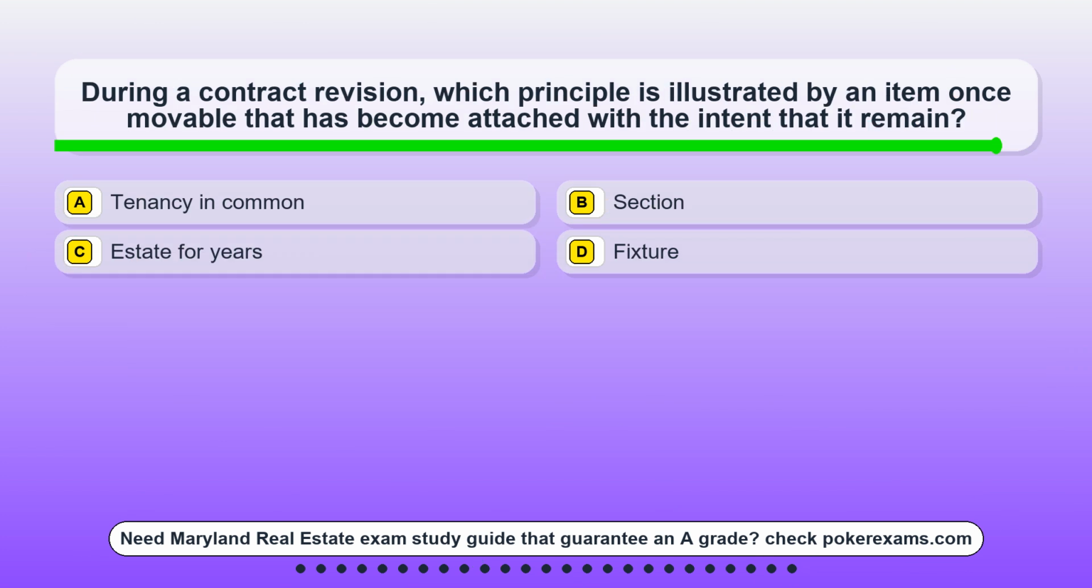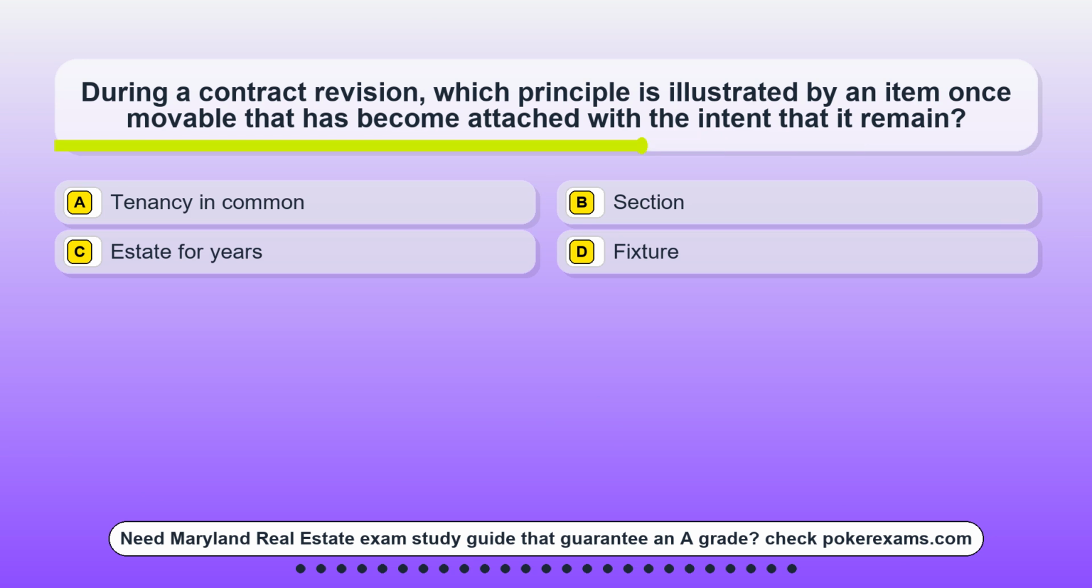Question 10. During a contract revision, which principle is illustrated by an item once movable that has become attached with the intent that it remain? Option A, tenancy in common. Option B, section. Option C, estate for years. Option D, fixture.